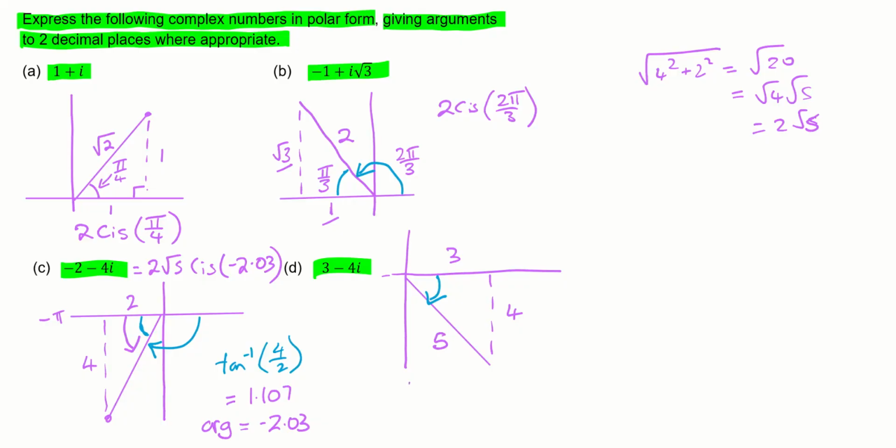So we can just do an inverse tangent of 4 on 3. But remember, because we're in this quadrant, that the angle is going to be given as negative. So it's going to be -0.927. And therefore the complex number is 5 cis -0.927.